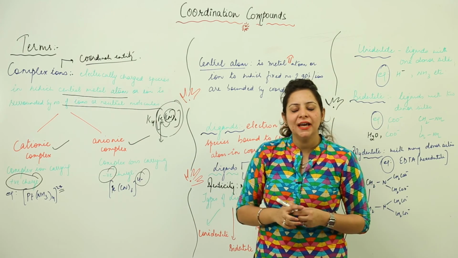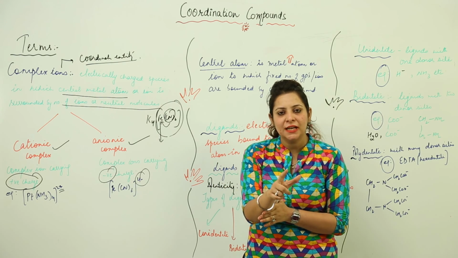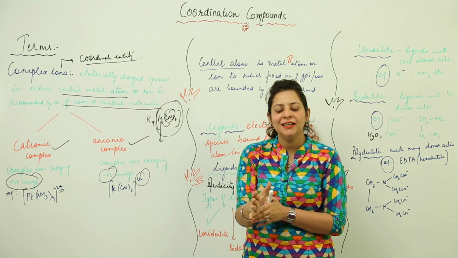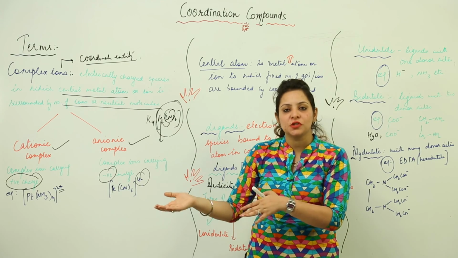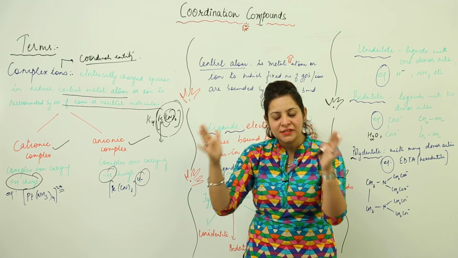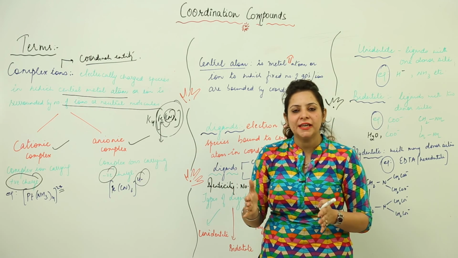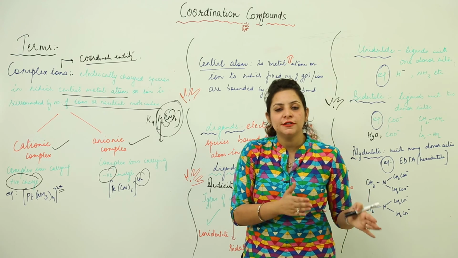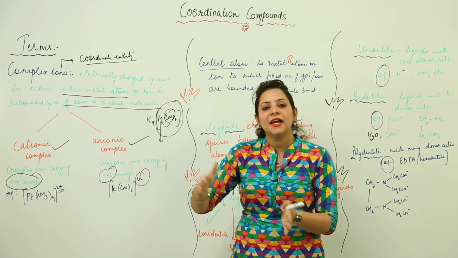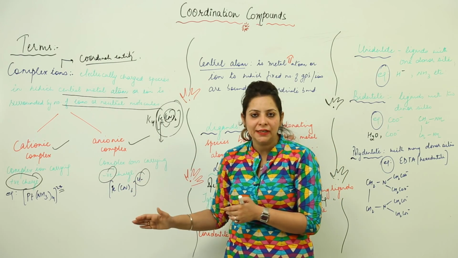So what is a complex ion? A complex ion or coordination entity is one in which there is a central metal atom, which can be an atom or an ion, linked to other groups or ions or neutral molecules. Obviously it is going to carry a charge because it is a charged complex actually, and if it carries a positive charge it is a cationic one, and if it carries a negative charge it is an anionic complex, right. So this is the complex ion.